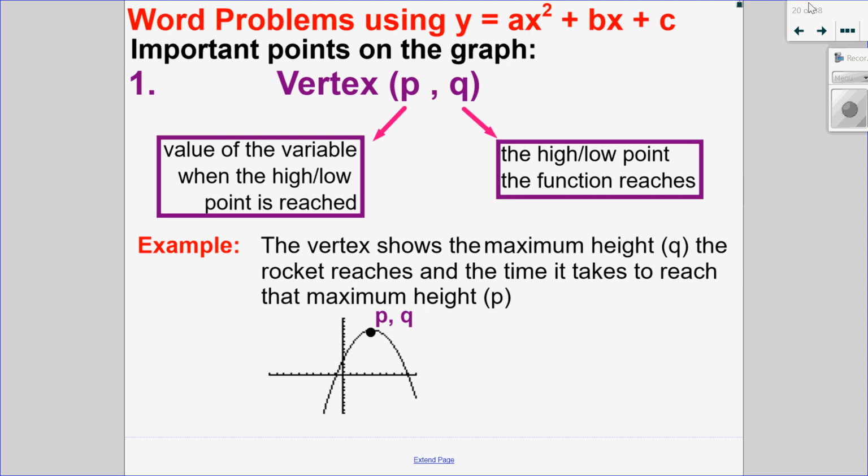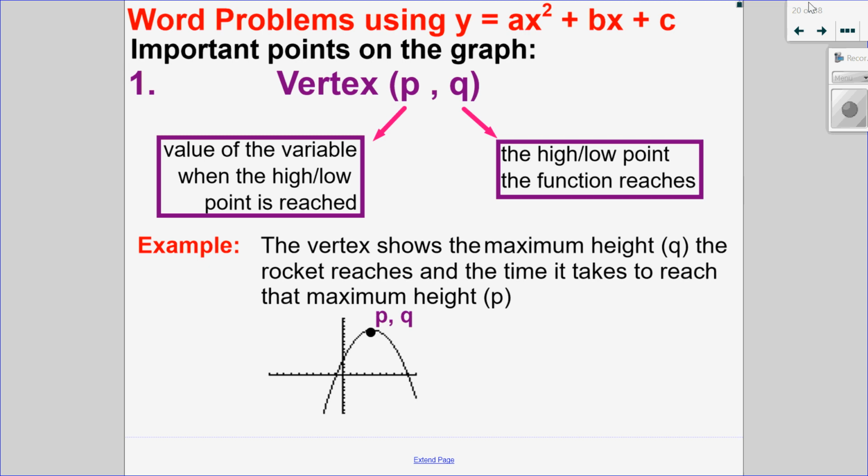So we're going to be doing word problems. What I want to do is just take you through a general word problem so we can talk about the different parts of the graph. I'm going to use the example all the way through about a rocket being launched. So I don't have a specific equation. I'm just going to talk about the parts as they relate to this question.